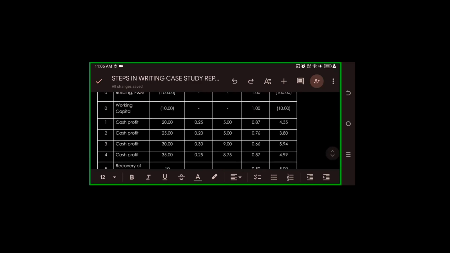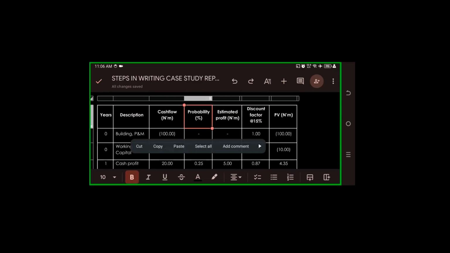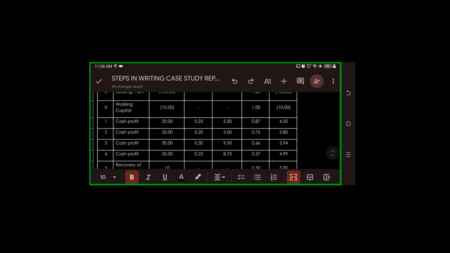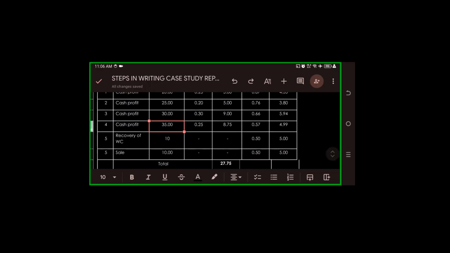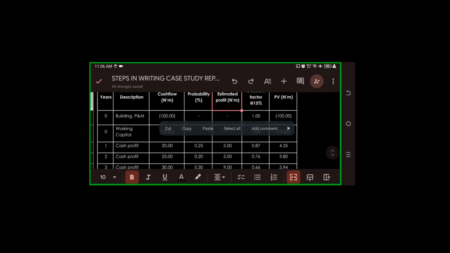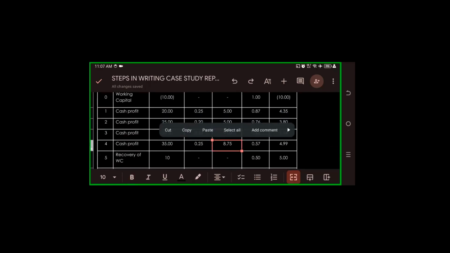Then the next thing, column number 4, is probability. Because we are given probability, we have to use it to multiply the cash profit so that we can get the estimated revenue. You multiply each of these, and that is how we got the estimated profit. So these are the estimated inflows.